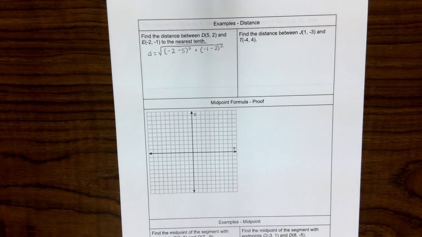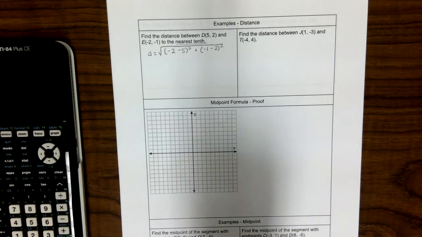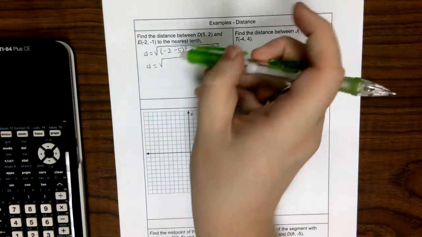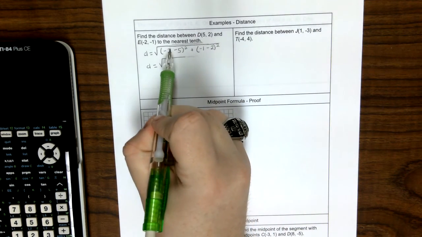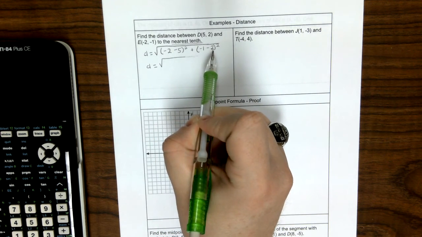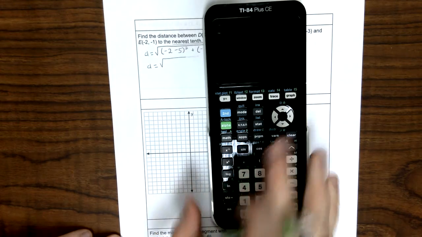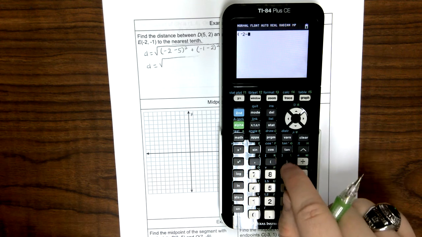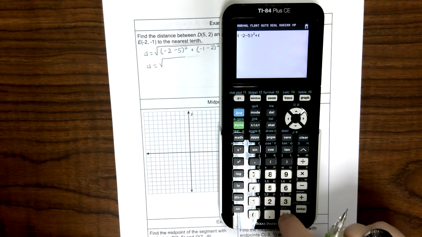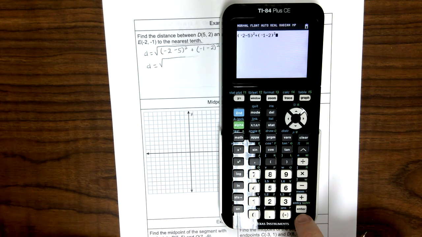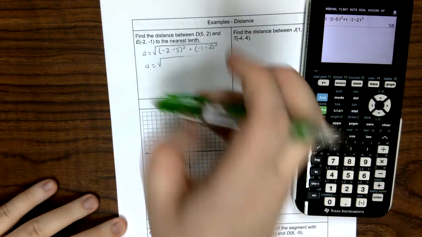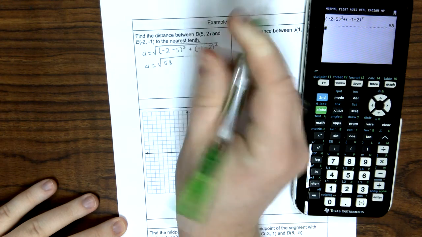Now, as far as evaluating this, here's the process I want you to do. First thing I want you to do is to put your square root back. Now, because we have these wonderful inventions called graphing calculators, you are going to type everything underneath this square root into the calculator. Don't even worry about doing it by hand. So -2 minus 5, squared, plus -1 subtract 2 squared. Notice I did not put the square root on it. I want you to do it without the square root. Get in the habit of that. And I get 58. So all that underneath simplifies to 58.